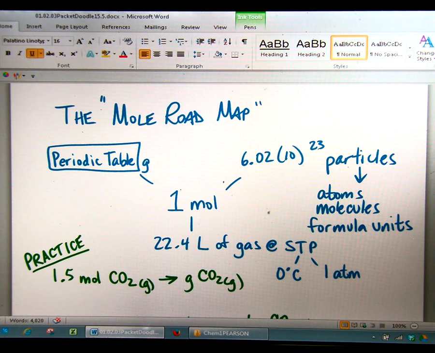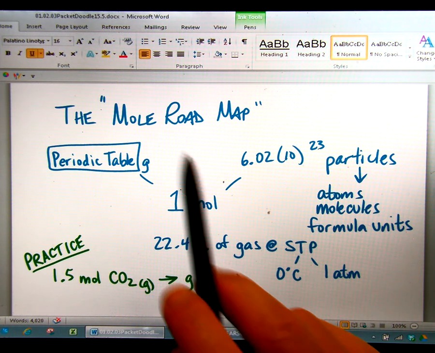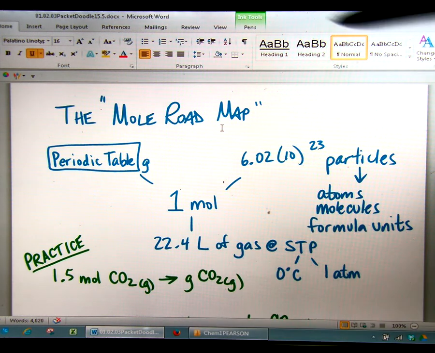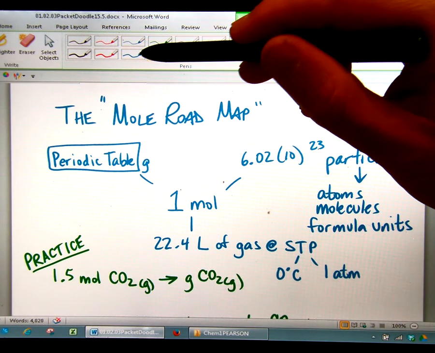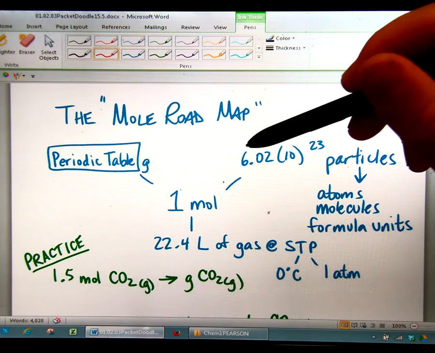Today we're on page 21 of the Chapter 1 to 3 Chemistry 1 packet, and this is going to pertain to the mole roadmap. A mole is a number. The number for a mole is 6.02 times 10 to the 23rd.